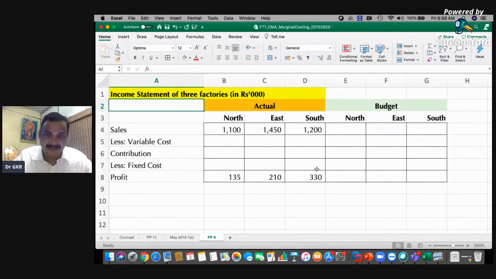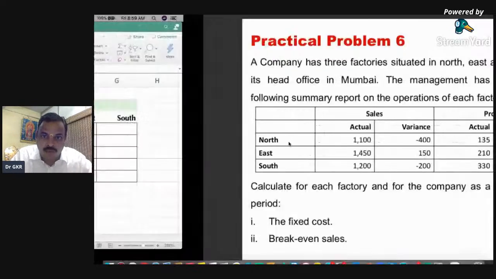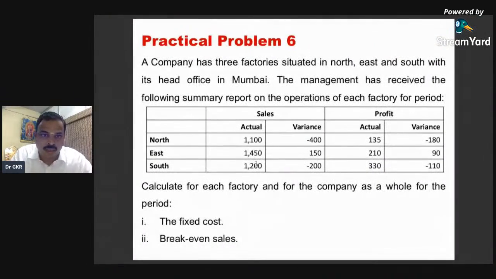Okay, good. And they have given the variance. Guys, if the variance is minus 400, it means your budget is plus 400, 1,500, because your actual is less by 400. Similarly, your sales variance is favorable, 150 favorable.